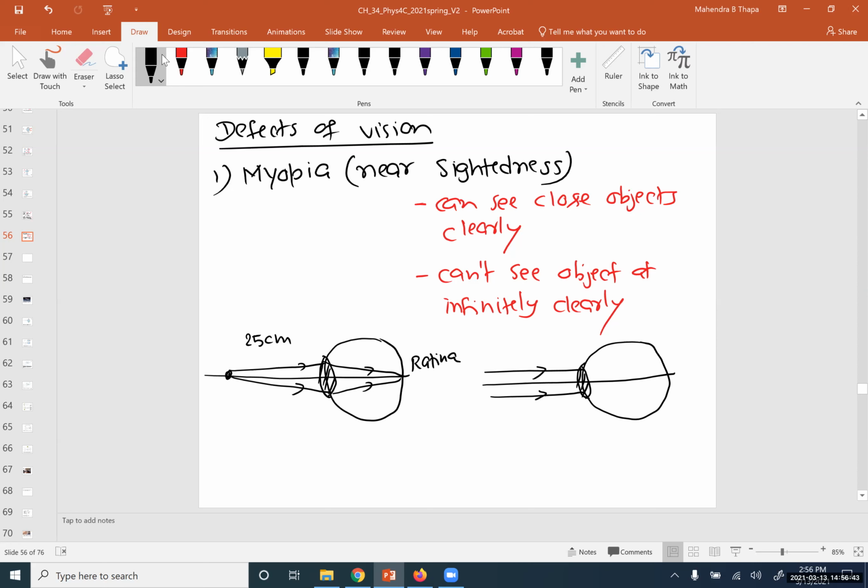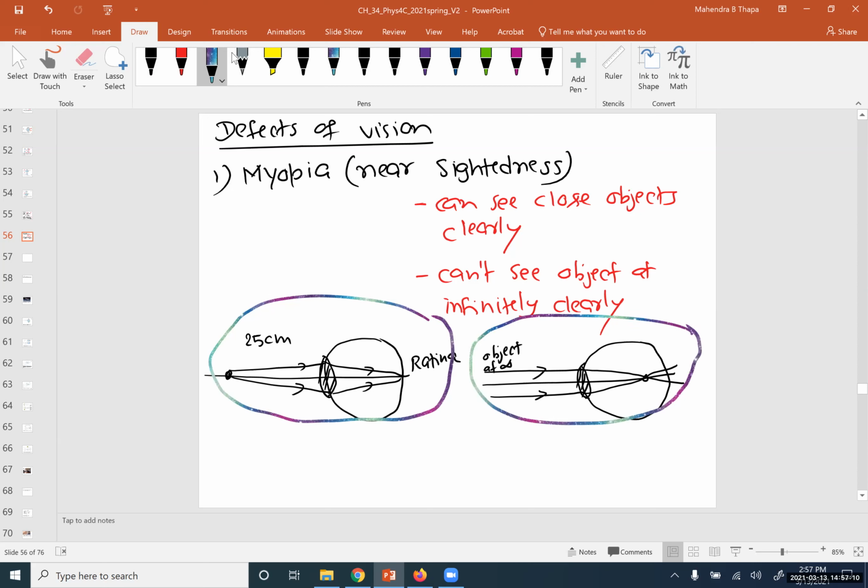Okay, so this is the object at infinity. These rays after refraction will meet in front of the retina somewhere. So this person cannot see the object which is very far away at infinity. Okay, so this is the scenario for the person having this kind of defect. This means for this kind of person, the far point is not infinity. So let's draw the picture again.